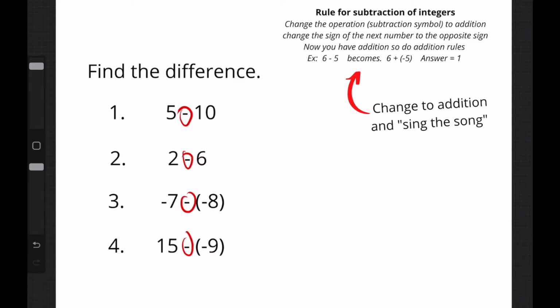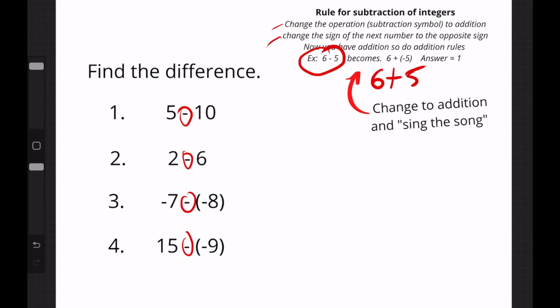Here's the rules for subtraction. First, we're going to change the operation, the subtraction symbol, to addition. After that, we're going to change the sign of the very next number only to the opposite sign. And the reason we're doing that, because when you have an addition problem, you can then sing the song and figure the problem out. Let's look at this example right here, 6 minus 5. Well, right in this example here, we show that we take the 6 minus 5, and if we change the operation sign from subtraction to addition, right, then we have 6 plus 5.